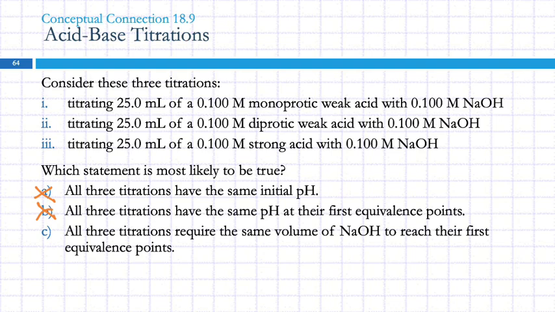All 3 titrations require the same volume of sodium hydroxide to reach their first equivalence points. Is that true? Yeah. Because the volumes and concentrations are all the same. The monoprotic acid and the diprotic acid, to completely titrate this, you're going to need more, but it's talking about the first equivalence point. Depending on how your brain works, questions like these are harder or easier than all the calculations.